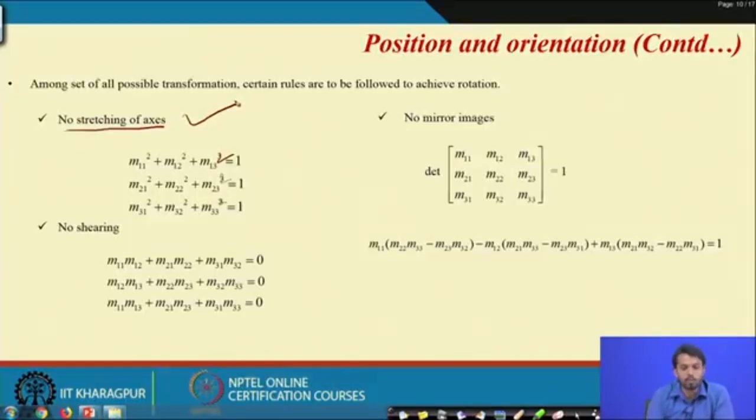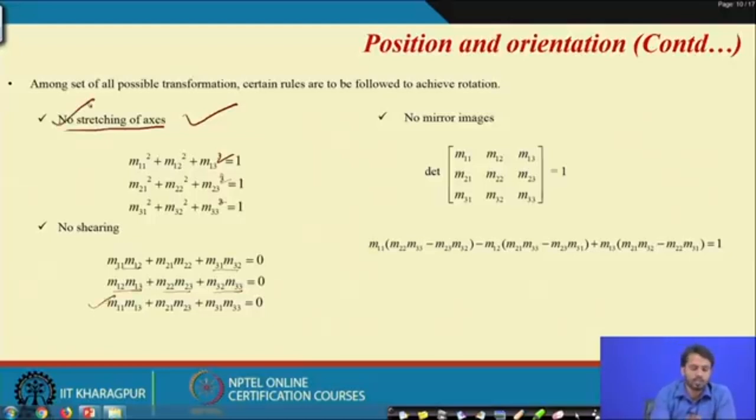Similarly, the model should not be sheared, that means the model should not be distorted. So, for the shearing property, M11 into M12 plus M21 into M22 plus M31 into M32 is equal to 0. Similarly, M12 into M13 plus M22 into M23 plus M32 into M33 is equal to 0. Similarly, we can observe the third condition also.